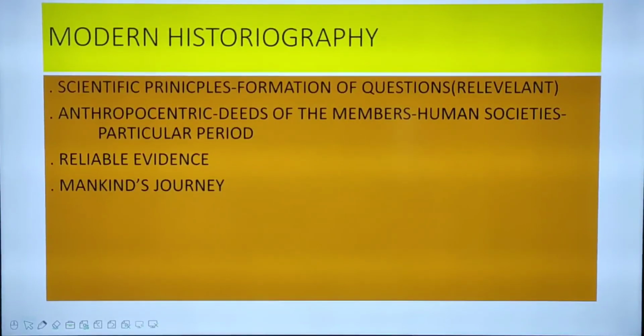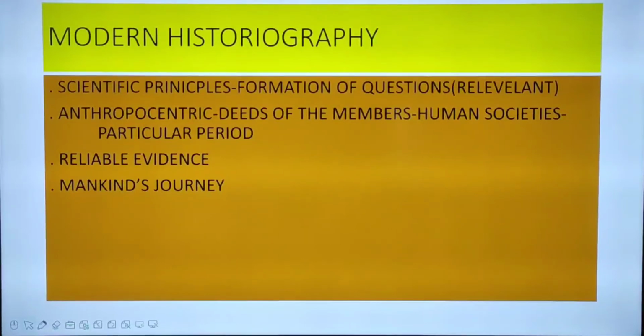Second is anthropocentric, that is the deeds of the members. Here I'm going to talk about the members of ancient societies, the people residing in a particular period.